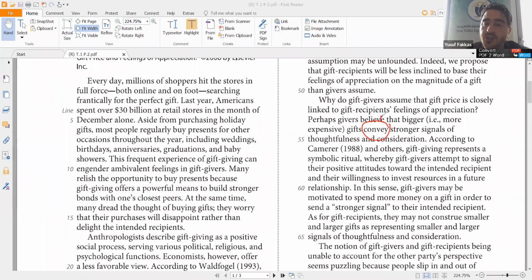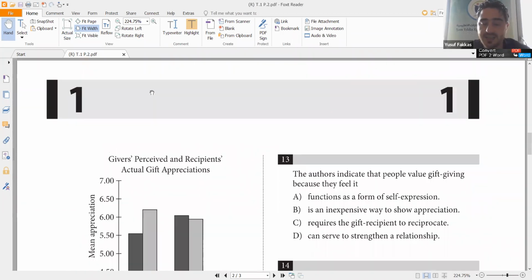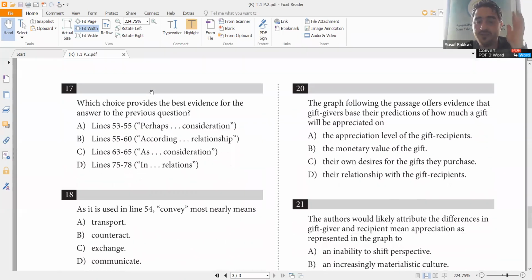It's a verb. Who's doing that action of conveying? Gifts. Good. Because if it's confused with gift givers, that's going to change the whole meaning. So it's the gifts that convey. What do they convey? Signals of thoughtfulness and consideration. We can say feelings, right? Because what are thoughtfulness and consideration? Their feelings, attitudes, even viewpoints, that's acceptable. So keeping that in mind, I have gifts convey feelings.